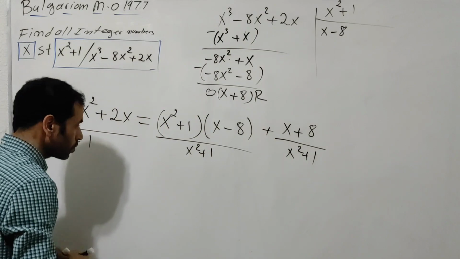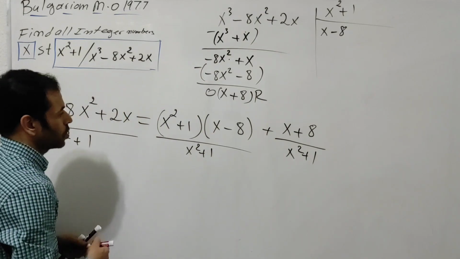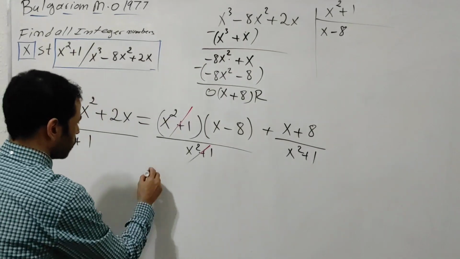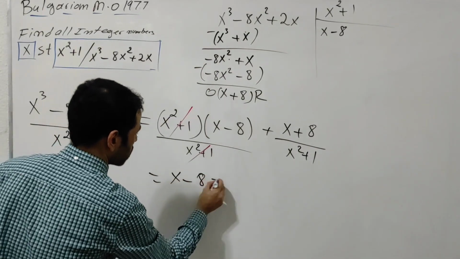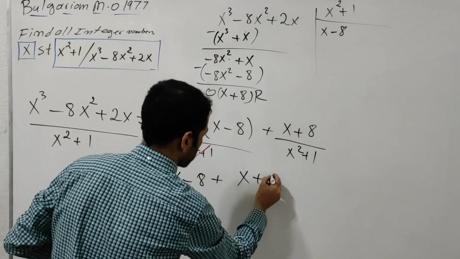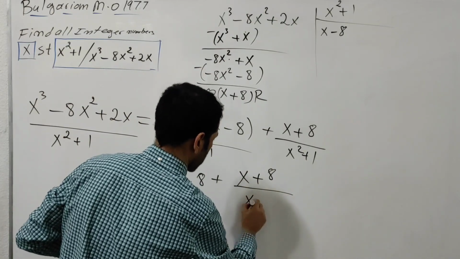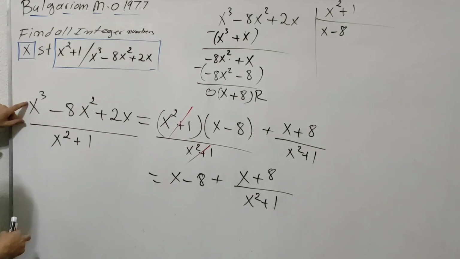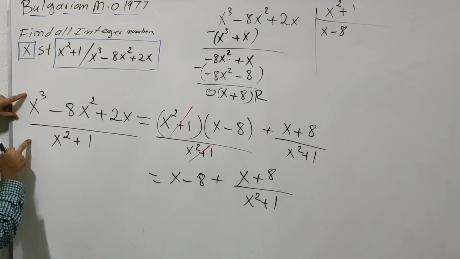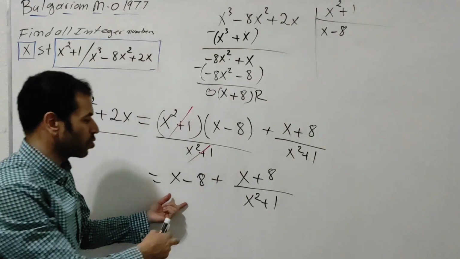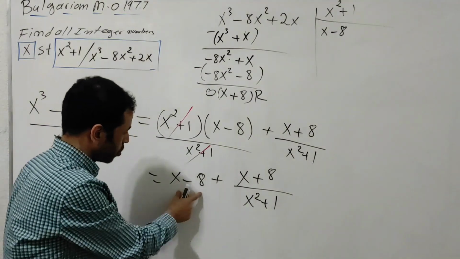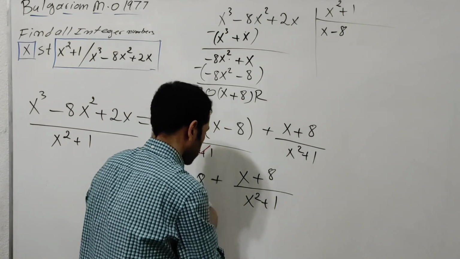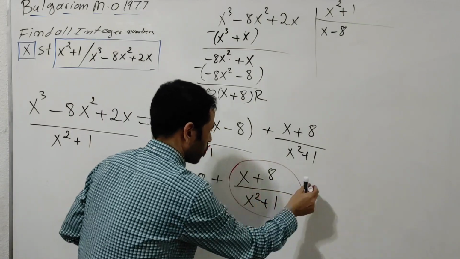This one will cancel out with this one. I will be left with x minus 8 plus x plus 8 divided by x squared plus 1. Since this one divides this term, that means this term is an integer. That means the right-hand side of this equation is an integer as well. Since this term is an integer, this term must be an integer as well.